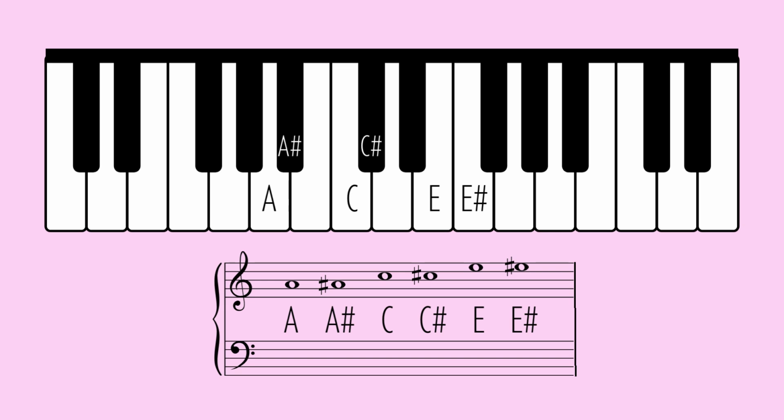If we start on C and raise it by 1 semitone, we land on the black key immediately to the right. This is called C sharp. If we start on E and raise it by 1 semitone, we land on the white key immediately to the right. This is called E sharp. We also know this key as F. This is called an enharmonic equivalent, and we will talk more about this later on in the video.